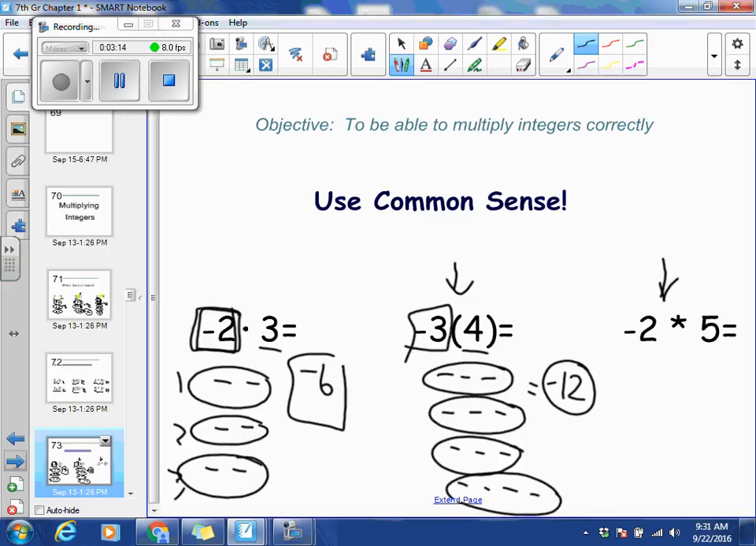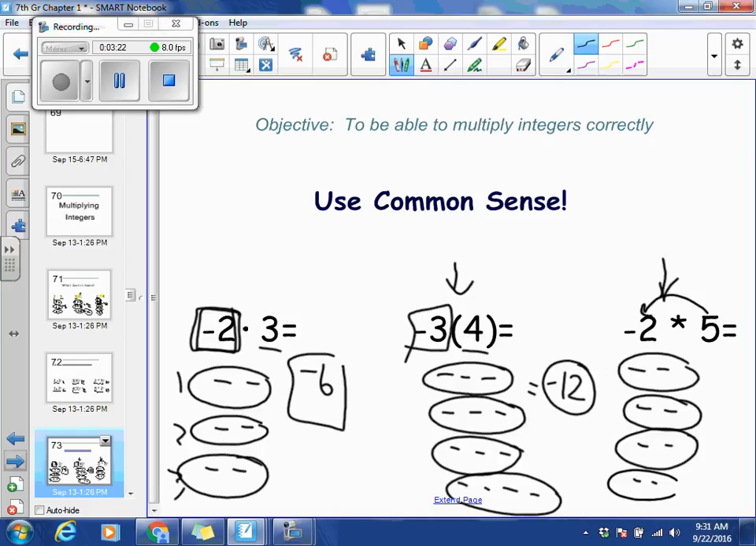All right, and next set, you owe 2, or you have 2 negatives. And how many times do you have those 2 negatives? You have them 5 times. You have 5 sets of 2 negatives. In other words, you have 10 negatives.